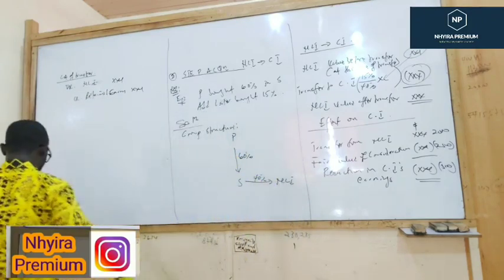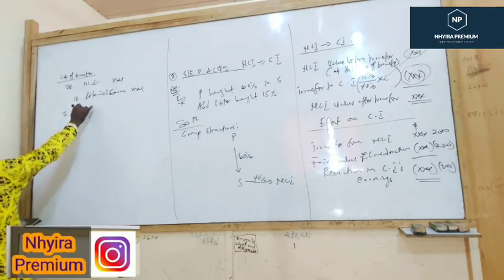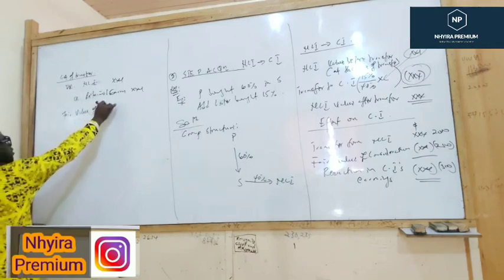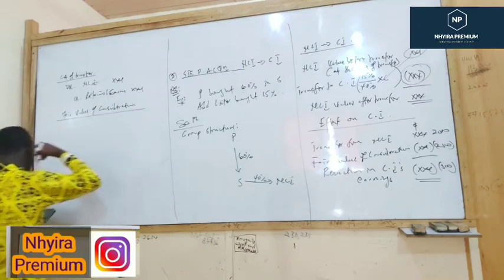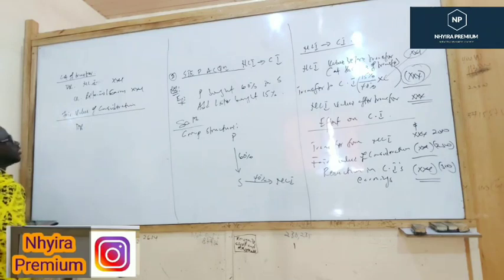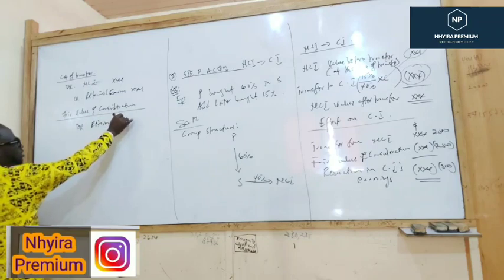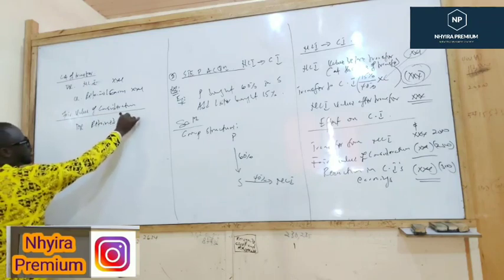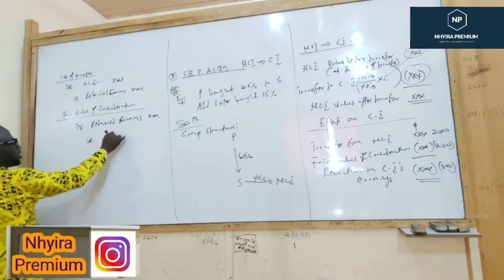Then how about the issue in relation to the fair value of consideration? How much you are paying? What will be the double entry for how much you are paying? You pay from your retained earnings. So you debit what? Retained earnings. And then you credit cash or bank.